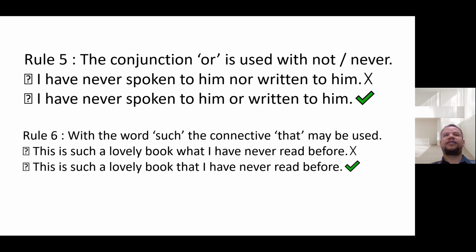Rule 5, conjunction or is used with not, never. Example, I have never spoken to him, or, okay, with never. So or with never. I have never spoken to him or written to him, not nor with neither nor, but not never nor, no, never or, neither nor. Rule number 6, with the word such, the connective that. So such that, as I told you, so that or such that. Example, this is such a lovely book that I have never read before.